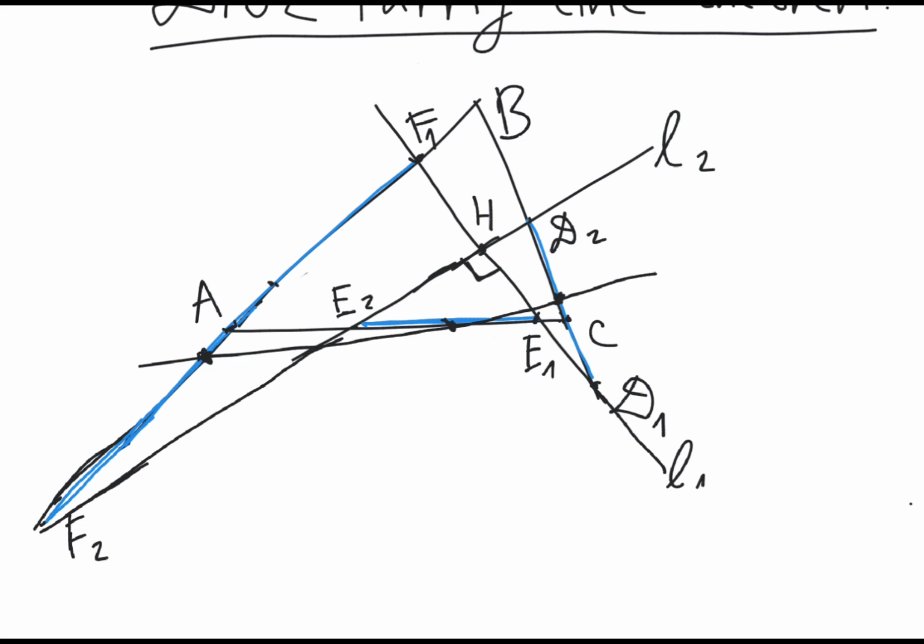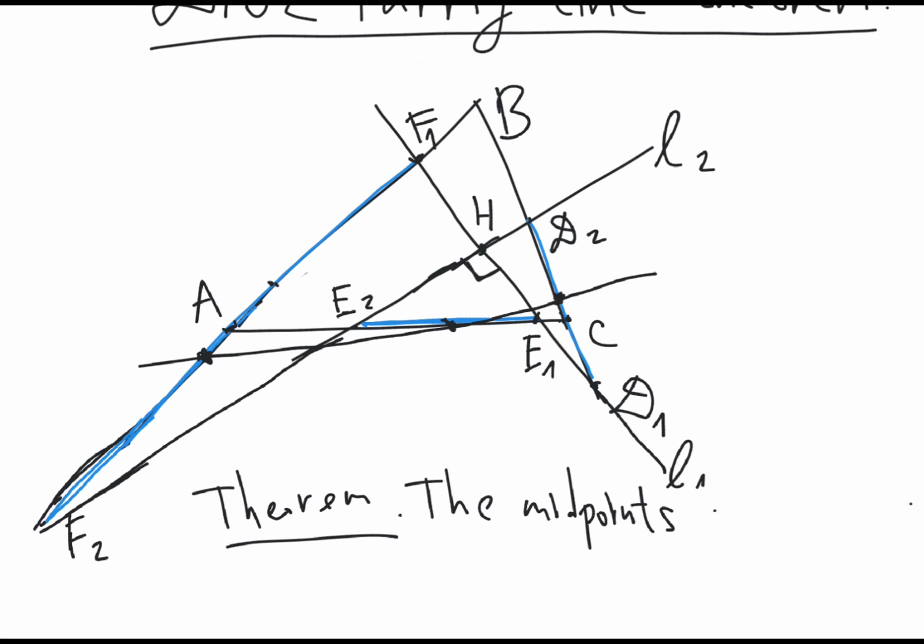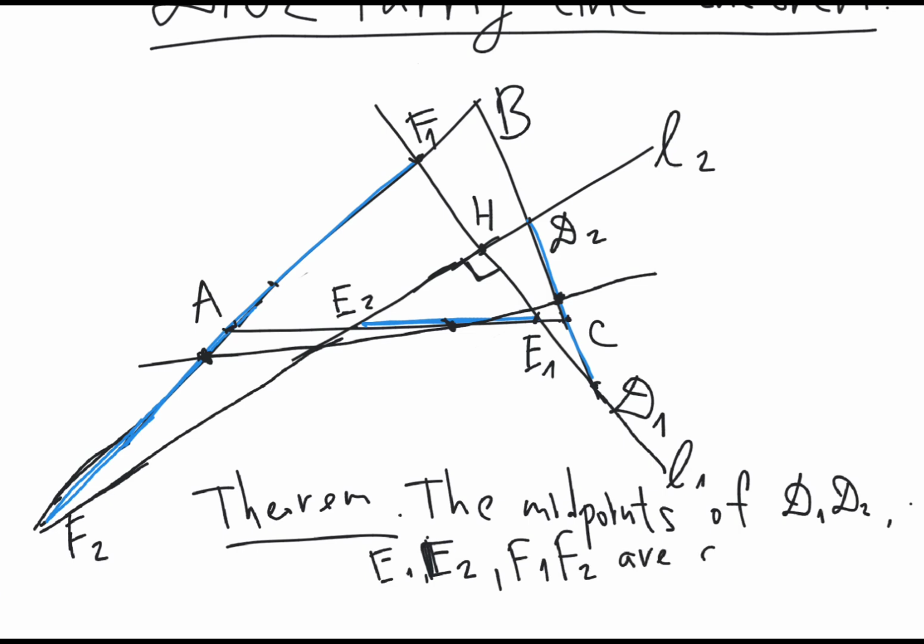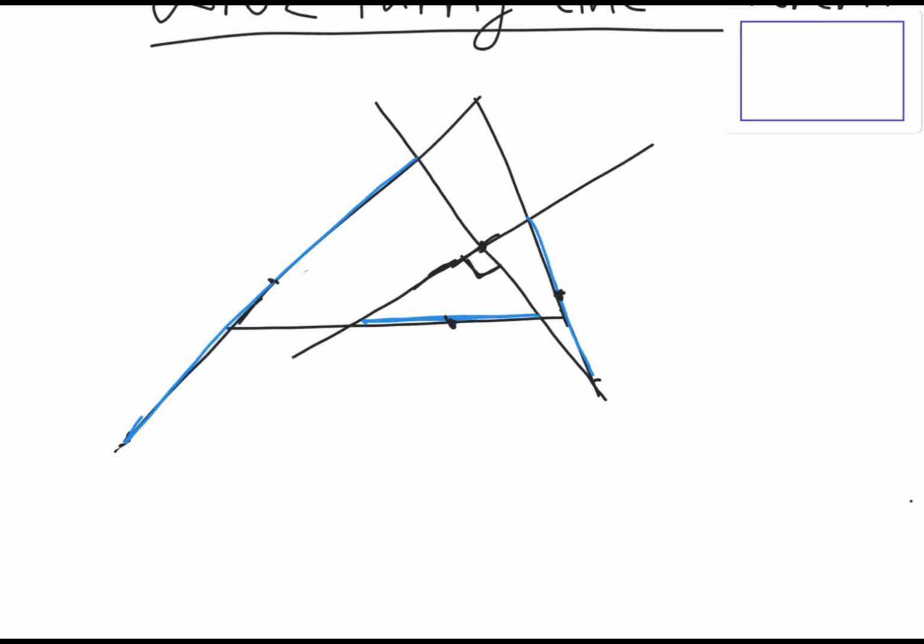And so the theorem says that the midpoints of the segments D1D2, E1E2, and F1F2 are collinear. So, okay, let's prove the theorem.